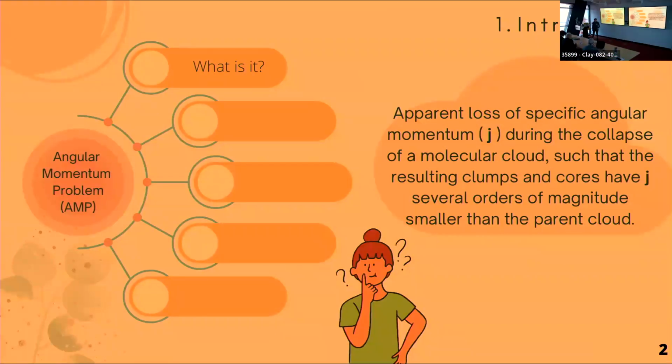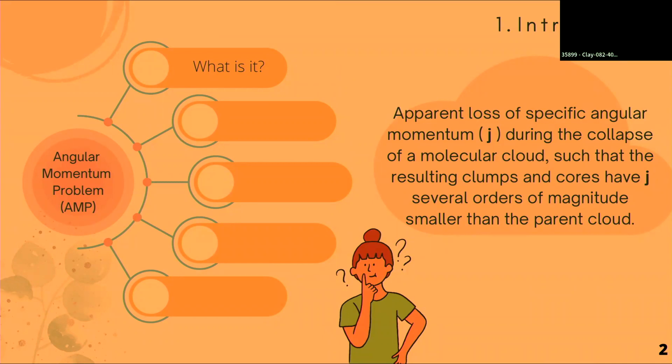The problem that we want to solve is the angular momentum problem, which is the apparent loss of specific angular momentum, little j, as a cloud contracts, such that the fragments, the cores and clumps, have a little j several orders of magnitude smaller compared to the parent cloud.